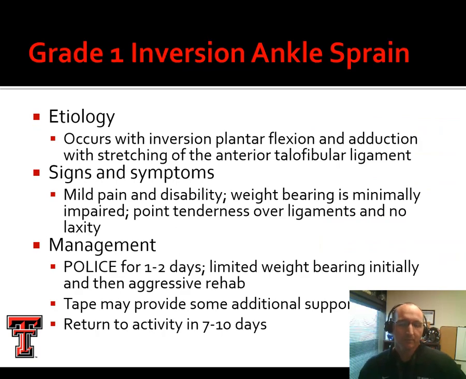With a grade 1 sprain, this is basically some slight stretching of the ligament. In an inversion sprain, it's the anterior talofibular. They're going to have mild pain, mild disability. They may or may not have trouble fully bearing weight. They're usually point tender over that ligament without a positive anterior drawer test.